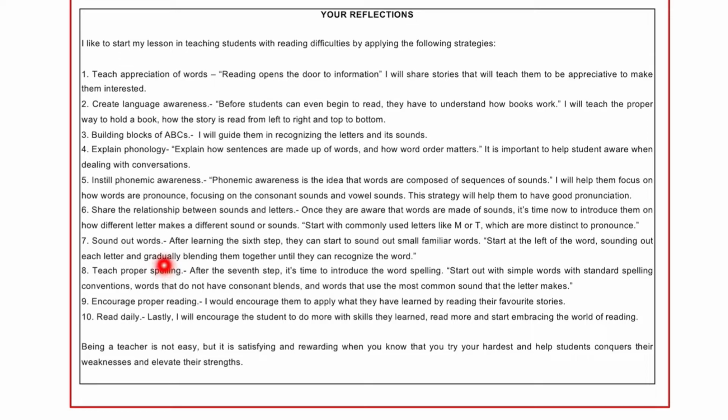And 7 is sound out words. So, dito na papasok yung pagpa-practice. So, after learning the sixth step, they can start to sound out small familiar words. So, mag-start tayo sa mga napaka-simpleng mga words. So, we are going to start at the left of the word, sounding out each letter and gradually blending them together until they can recognize the word.